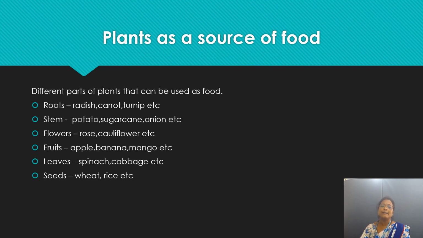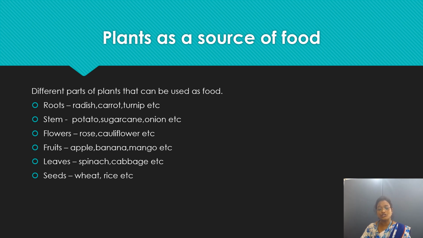So here is plants as a source of food. We have learned the parts of the plants just now, isn't it? So from which part, what we get, we will come to know here. Different parts of plants can be used as food. First we take roots.